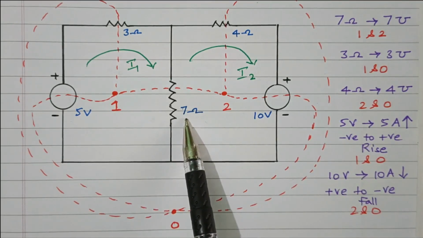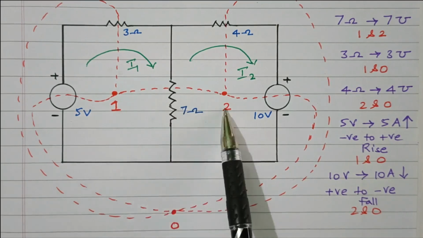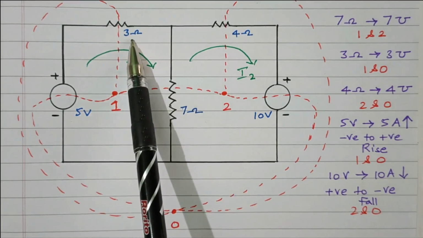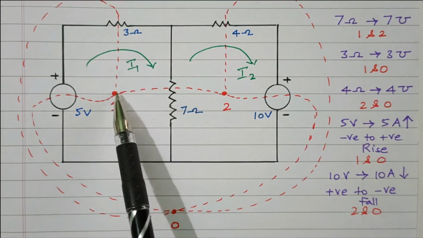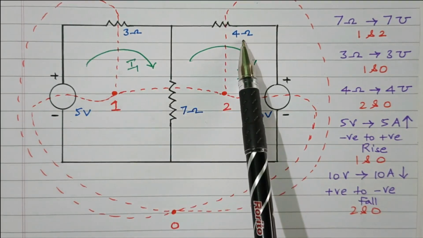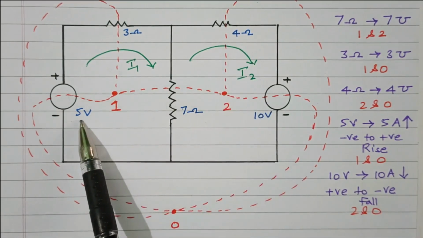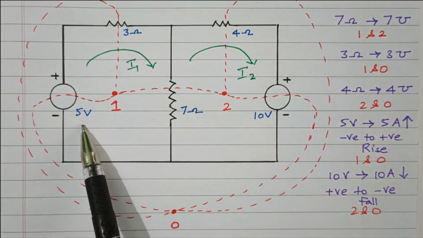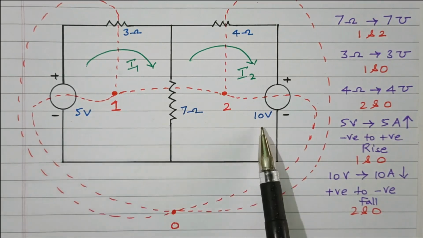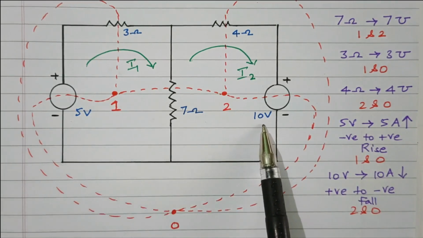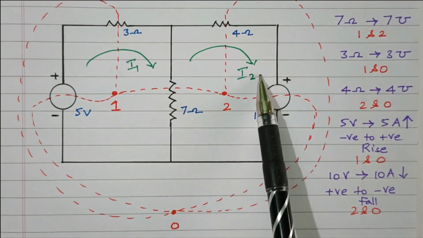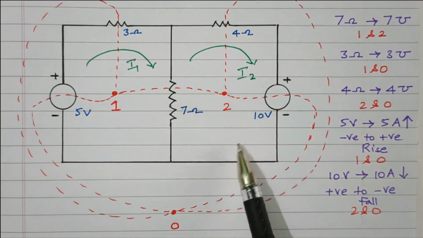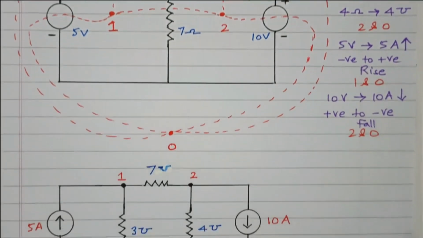So the 7 ohm is converted into 7 mho conductance connected between 1 and 2. The 3 ohm is converted into 3 mho between 1 and 0. The 4 ohm is converted into 4 mho conductance between 2 and 0. The 5 volt source connected between 1 and 0 is converted into a 5 ampere current source going in the upward direction. The 10 volt source is converted into a 10 ampere current source going down, because the current flows from positive to negative. Based on that, we'll see the dual network.